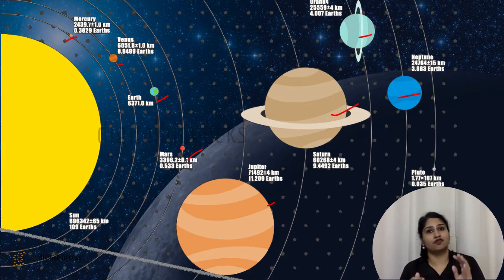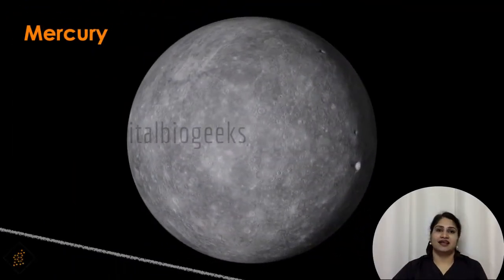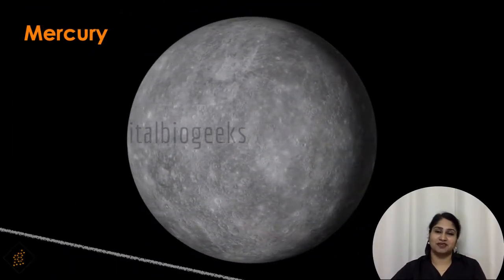And there are 4 inner planets. They are Mercury, Venus, Earth and Mars, and 4 outer planets. They are Jupiter, Saturn, Uranus and Neptune. Let's learn more about the planet Mercury.